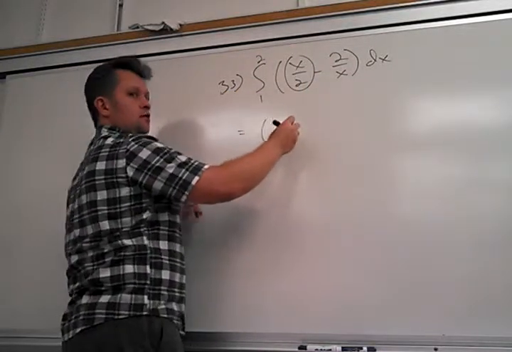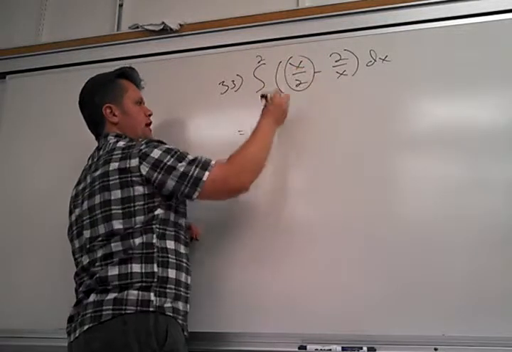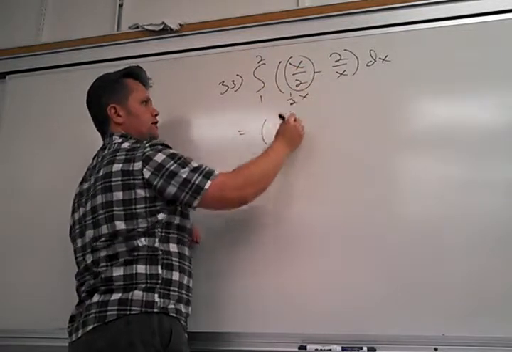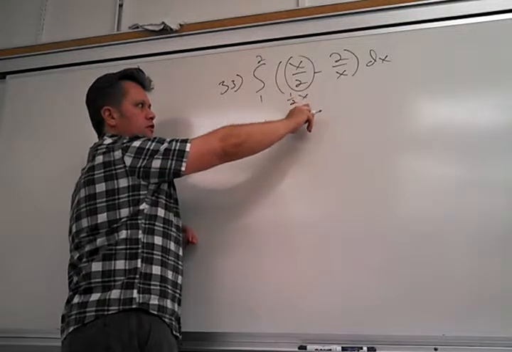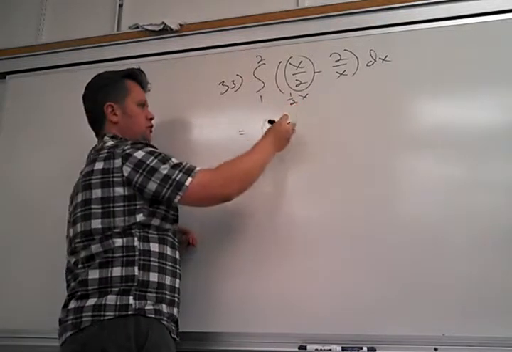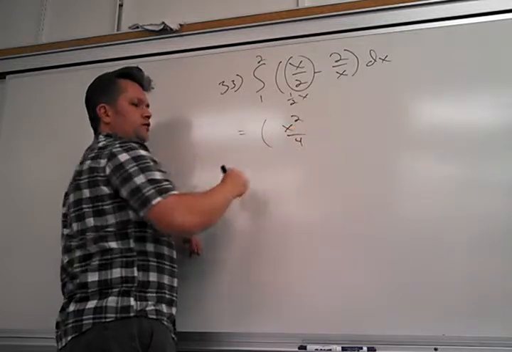X squared. Yeah, so you could look at it as 1/2 x. So when you take the integral of that, it's going to be x squared over 2, and there's already over 2 there. So it'll be x squared over 4.